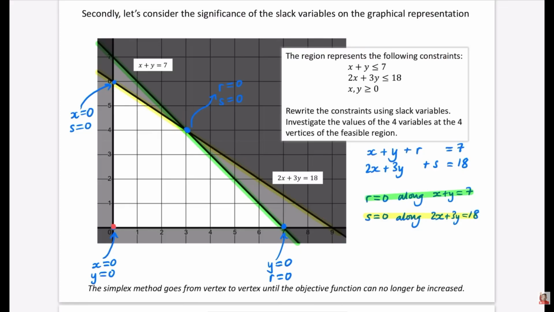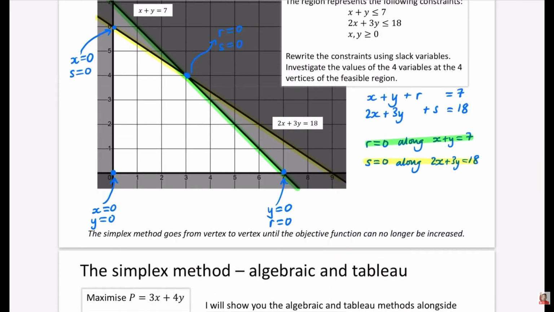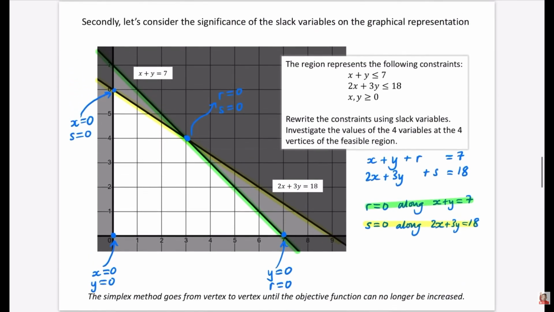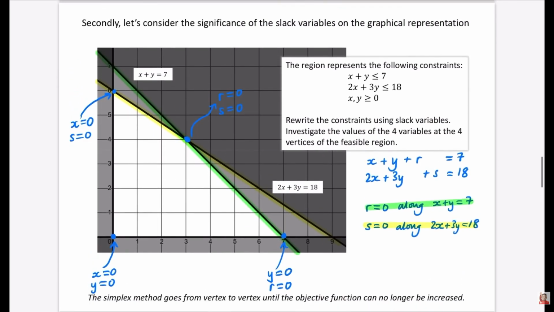So in the next video, you're going to see me explore as we move around this graph to get to the optimal region for this particular problem that we're looking at. So come back after this. We're going to do the algebraic and tableau methods, and this is where a lot of concentration is needed. So get yourself ready for that.